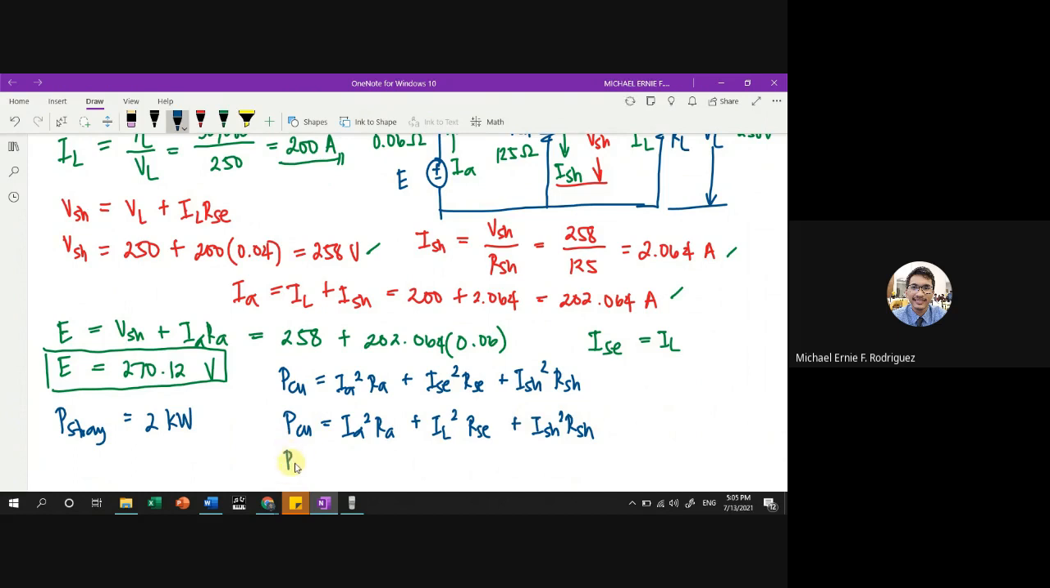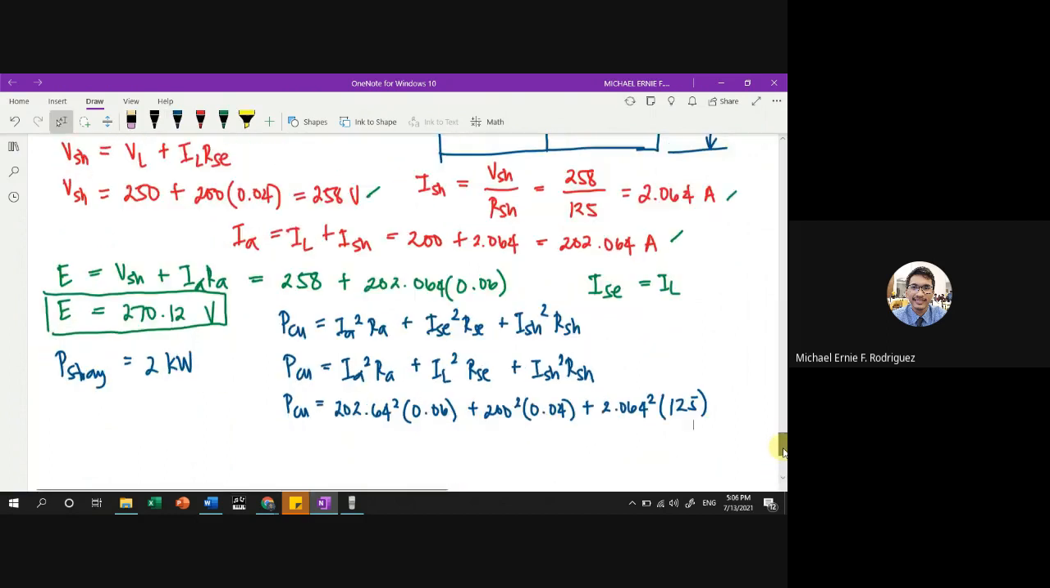So, substitute natin. PCU natin is equal to IA, ang IA natin, 202.064 squared times your RA, 0.06, plus IL. Ang IL is 200 squared times RSE. Ang RSE natin ay 0.04. And then, kasunod, ISH, 2.064 squared times 125 ohms.